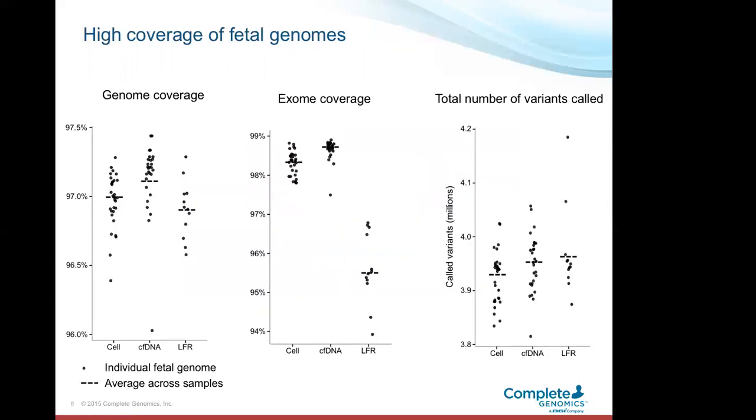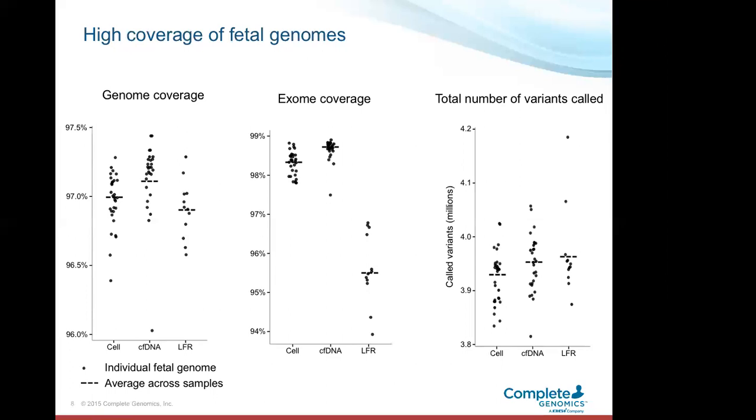In order to assess the overall quality of these fetal genomes, we looked at the genomic coverage and exome coverage for each of these genomes. And we looked at the total number of variants called within each of these genomes. In these plots, each of the black dots represents a single individual fetal genome, and the average across samples for each library type is plotted as a dashed line.